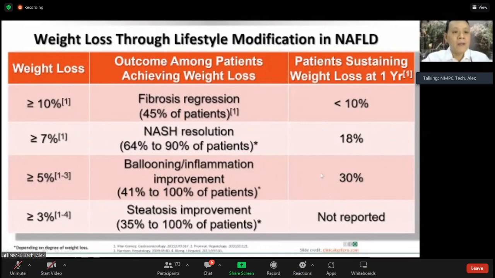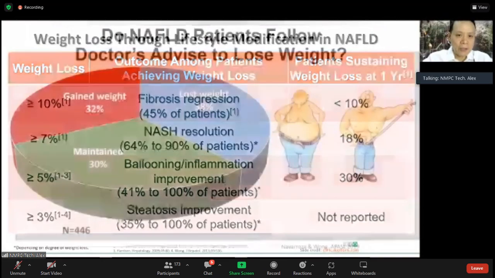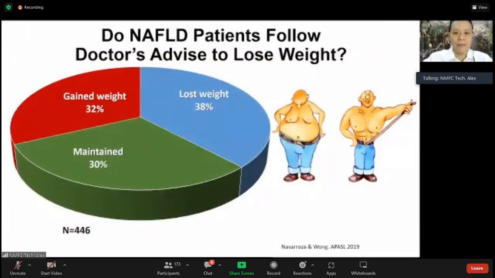And you can see that the greater the weight loss that you achieve, the greater the improvement in the liver histology, but the harder it is to sustain the weight loss. Of course, most guidelines will say that you have to have at least 5% weight loss in your patients in order to have an effect.